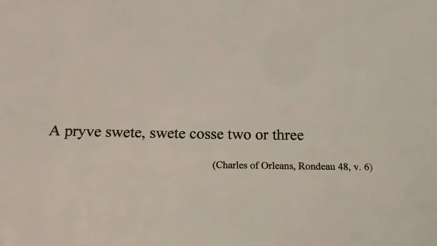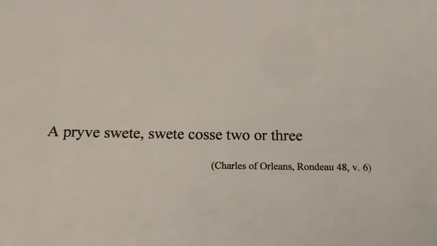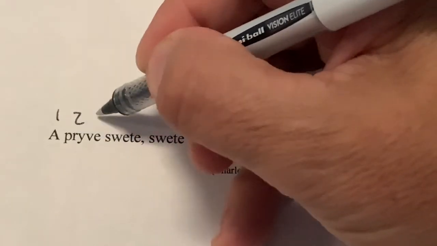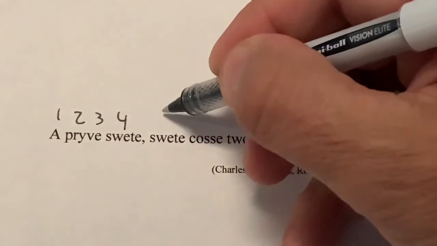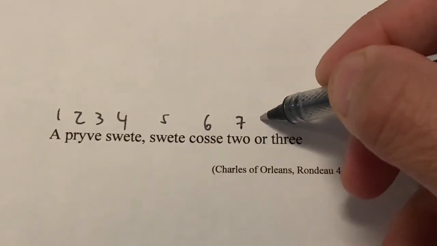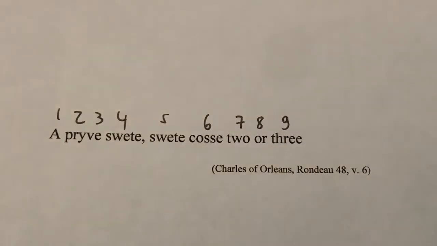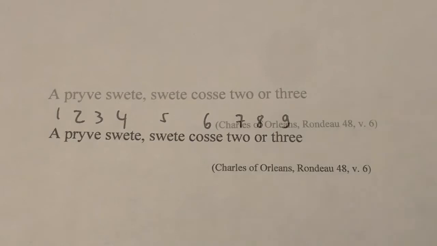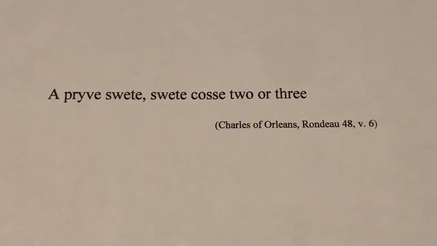Or if it's not headless, it might be a broken back line. This example is from Charles of Orleans, as we're going to be doing that too. And Charles of Orleans loves to play with this. Après be sweet, sweet kiss, two or three. It's a 9-syllable line, but it's not. It's a 10-syllable line. It's just missing the syllable after the caesura. It's actually a broken back line.